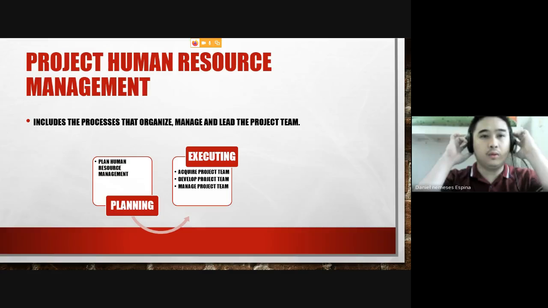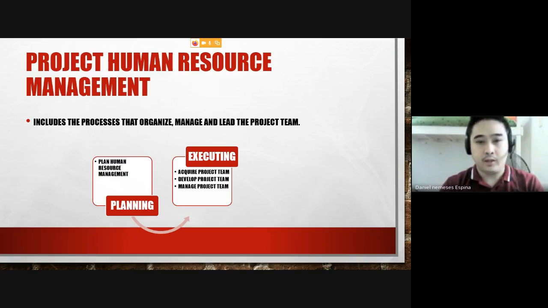Alright, so project human resource management. It includes the processes in organizing, managing, and leading the team. So how are you going to organize, manage, and lead your project team. If ever you are the project manager, this would be your guide. Or if you are a member, this should also help you understand your role in the project team.